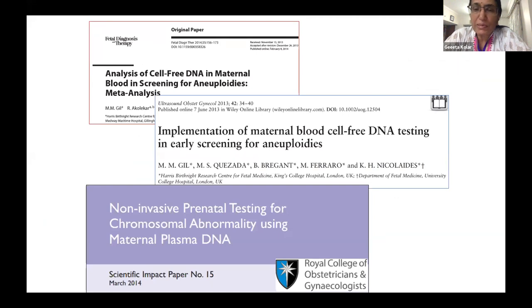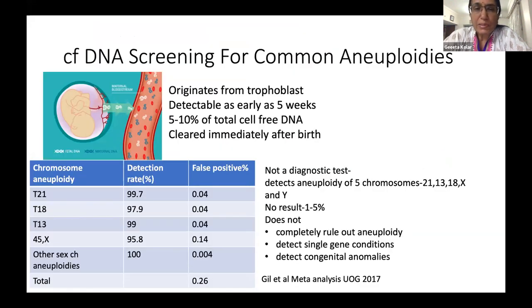Can we advise cell-free DNA instead of doing chorionic villus sampling? What is the role of cell-free DNA today? This cell-free DNA originates from the trophoblast and can be detected as early as 5 weeks. This forms 5 to 10% of the total cell-free DNA in the mother. And the biggest advantage is it is cleared immediately after birth, unlike fetal cells in the maternal circulation, which may persist in the next pregnancy.